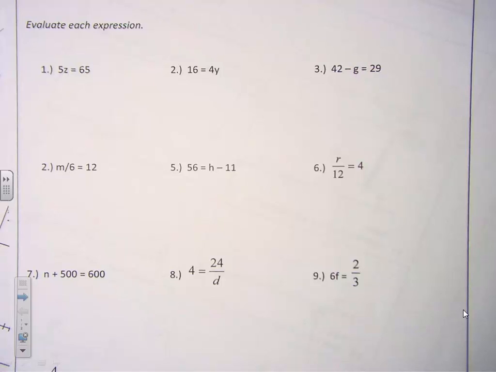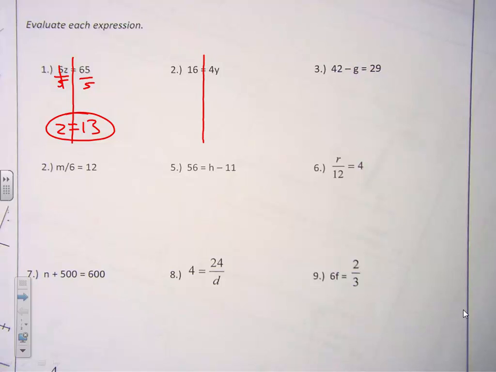All right, so some of these are going to be pretty simple. So the first couple, I want to get z by itself. This is a multiplication problem, so I'm going to do the inverse, which is divide by 5. Whatever I do to one side, I do to the other. 65 divided by 5 is 13. Z equals 13. Not too bad.